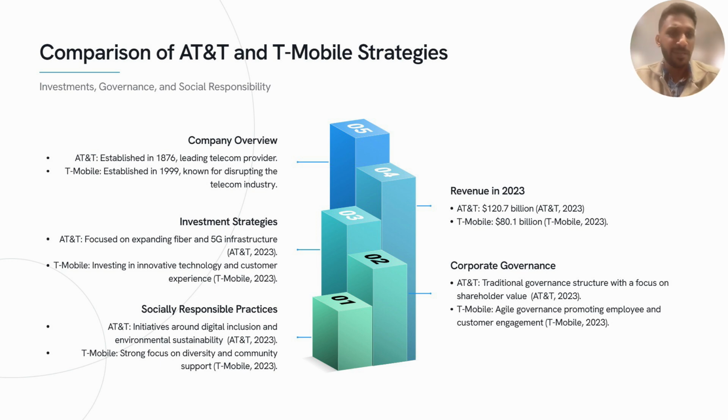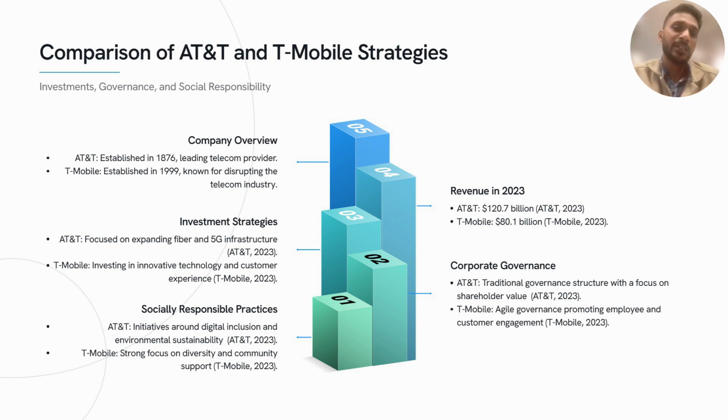So, the company overview: AT&T was established in 1876 and is a leading telecom provider, while T-Mobile was established in 1999 and is known for disrupting the telecom industry. On investment strategies, AT&T is focused on expanding fiber and 5G infrastructure, while T-Mobile is investing in innovative technology and customer experience. For socially responsible practices, AT&T has initiatives around digital inclusion and environmental sustainability, while T-Mobile has a strong focus on diversity and community support.